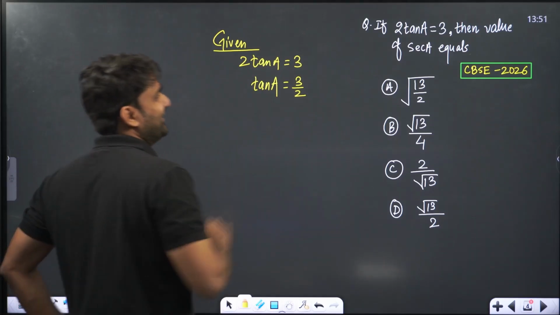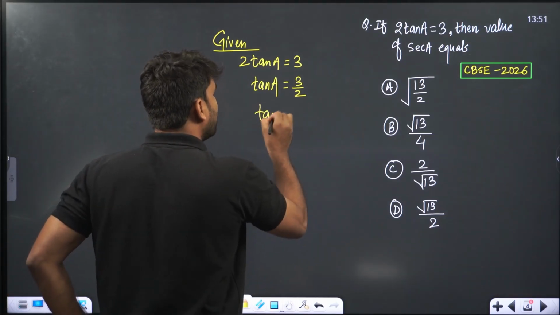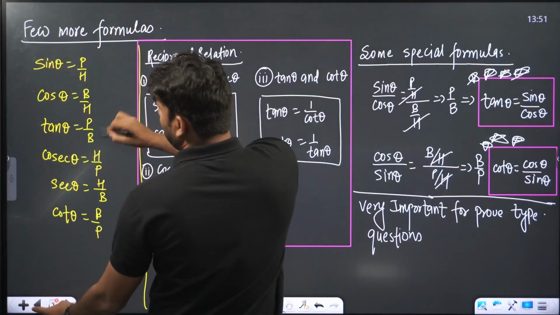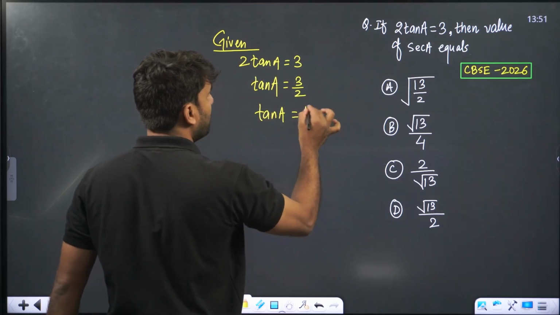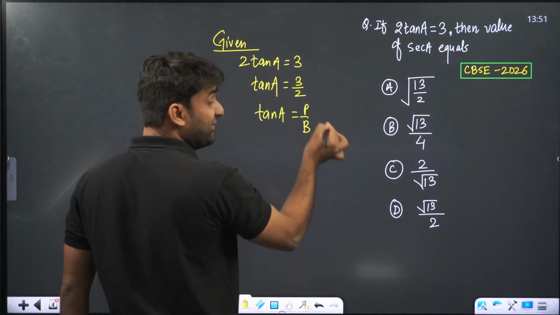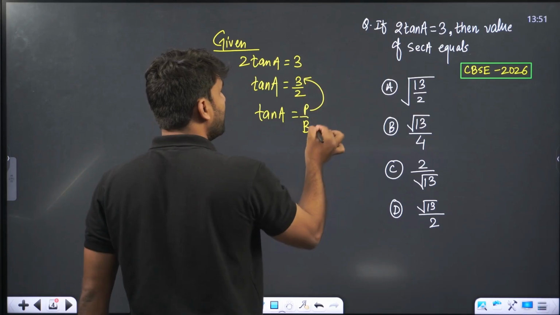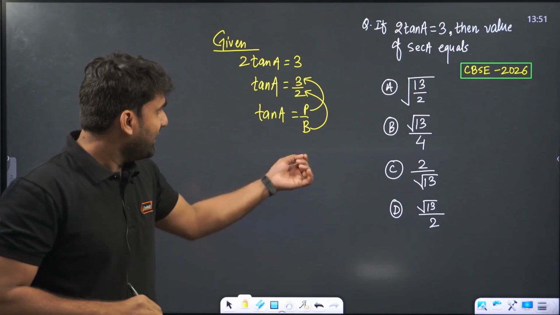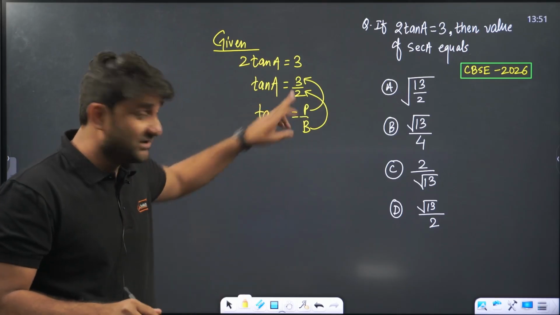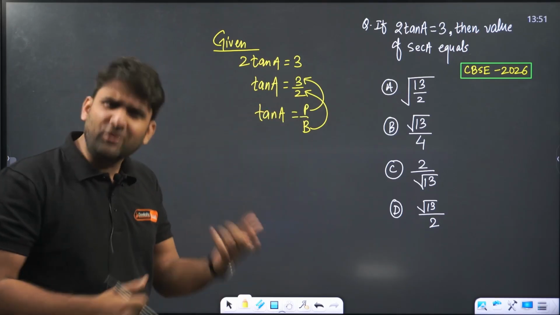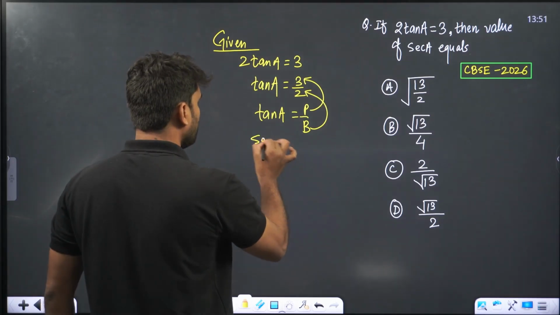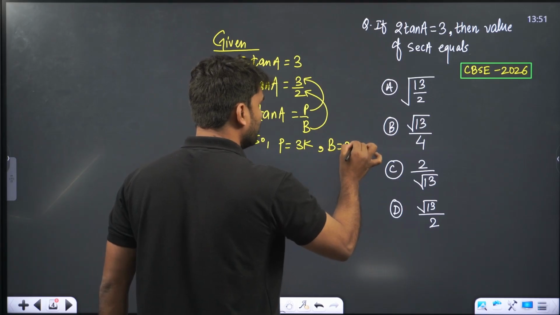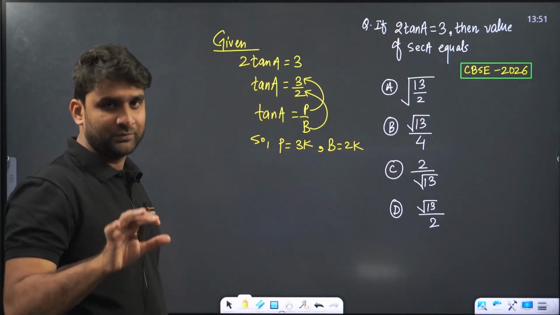Now compare this. What is tan in trigonometric ratio, guys? Tan is equal to perpendicular by base. So if we compare this ratio, the given ratio, perpendicular should be 3 and base should be 2. But it is given in ratio, so we require a constant value with that. So we can write perpendicular as 3k and base as 2k because it was given in ratio.